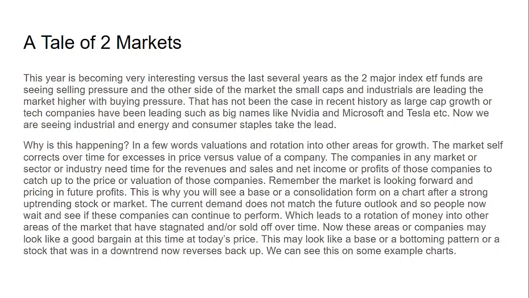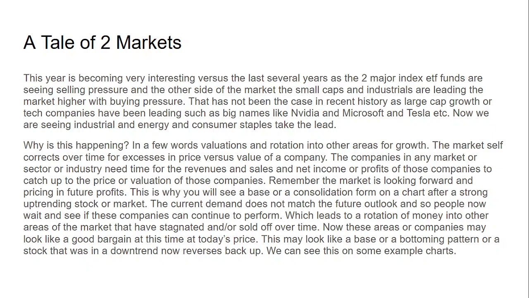Why is this happening? Well, in a few words, valuations and rotation into other areas for growth. The market self-corrects over time for excesses in price versus the value of a company, or price versus valuations. The companies in any market or sector or industry need time for the revenues and the sales and the net income or profits of those companies to catch up to the price or valuation of those companies. Remember, the market is looking forward and pricing in future profits.